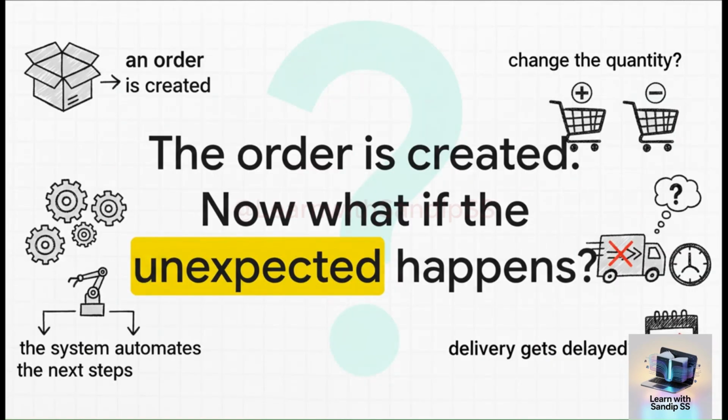So we've seen the perfect scenario, right? The order gets created, and the system just hums along, automating the next steps. But let's be real. Business is never that simple. What happens if a customer calls and wants to change the quantity? Or what if a delivery gets delayed? See, creating the order, that's just the beginning of the story.